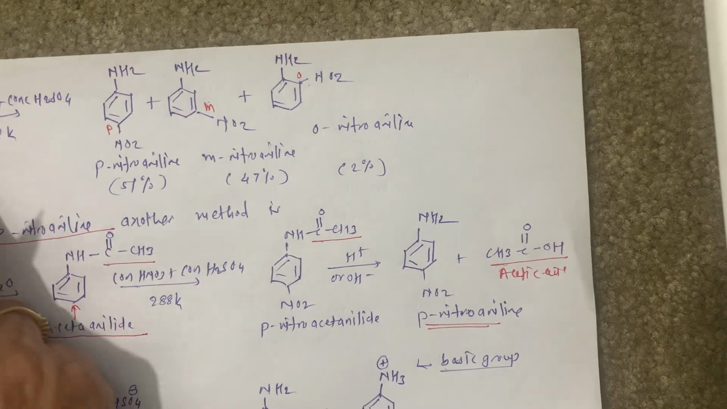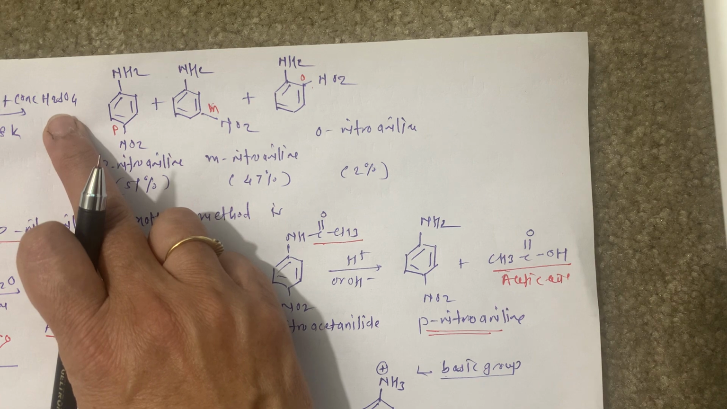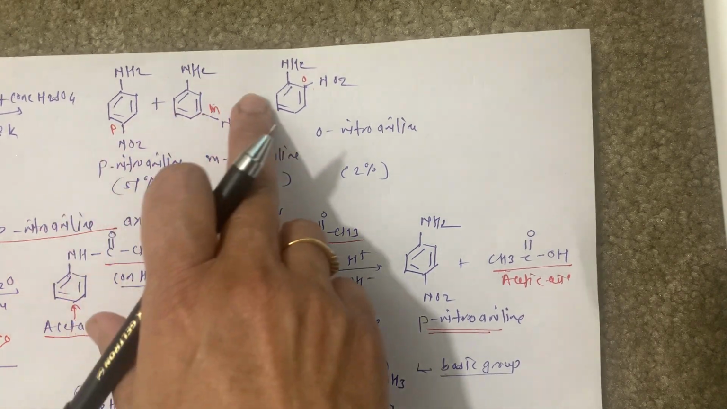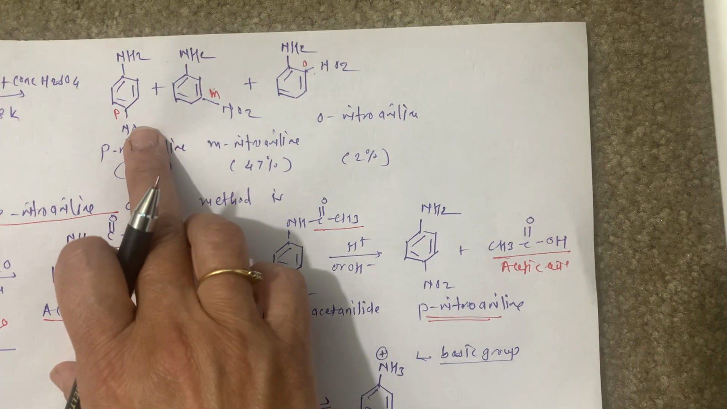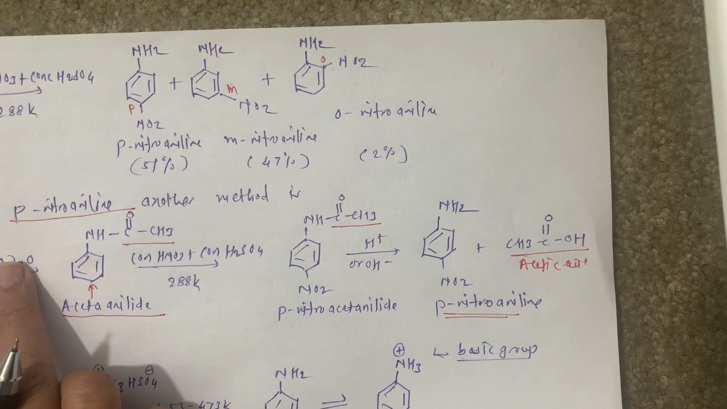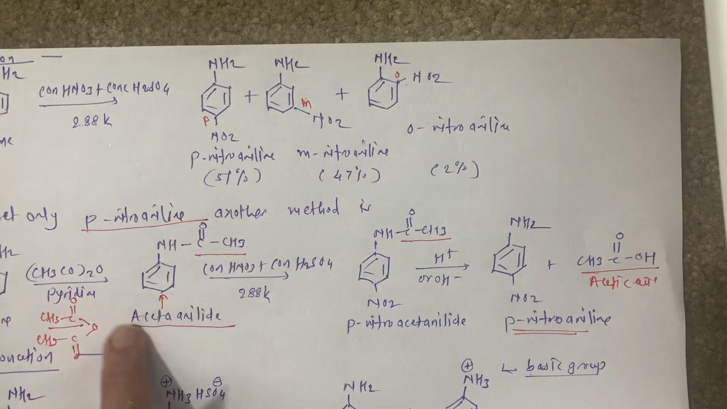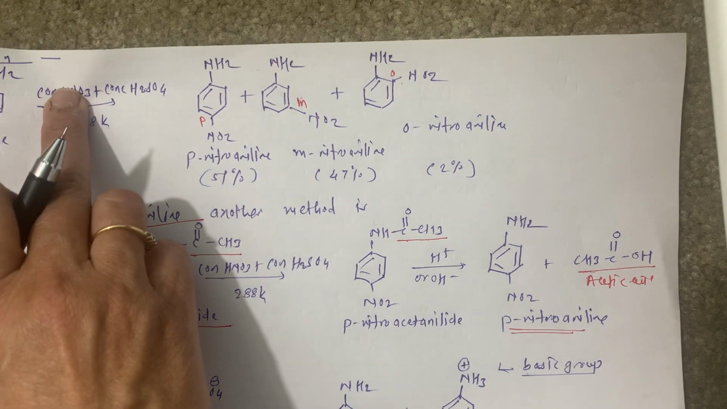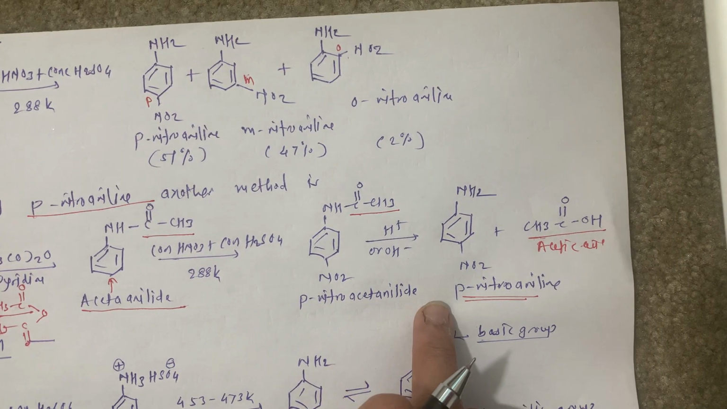Remember this thing: when we use nitrating mixture, nitration is going to take place, but there is a mixture of three products. If you want particularly only para nitroaniline, then you have to use acetic anhydride in presence of pyridine. First of all you have to get this acetanilide, and then this acetanilide is going to react with nitrating mixture, so you get para nitroacetanilide.